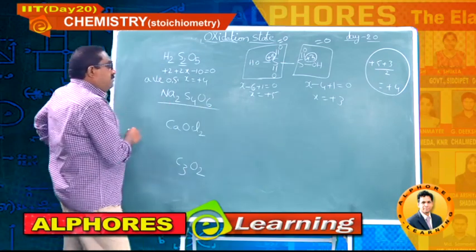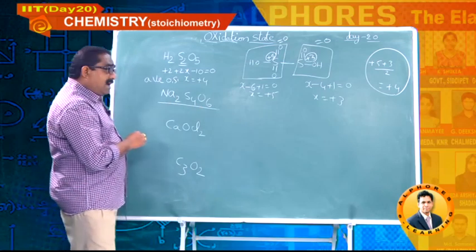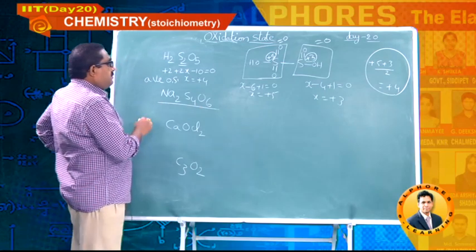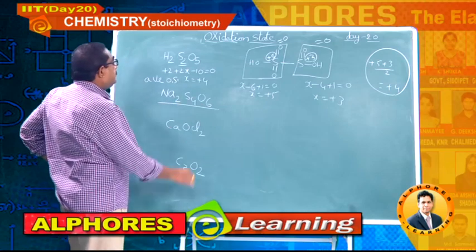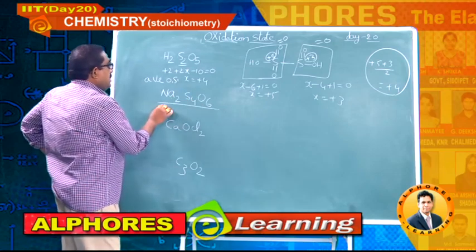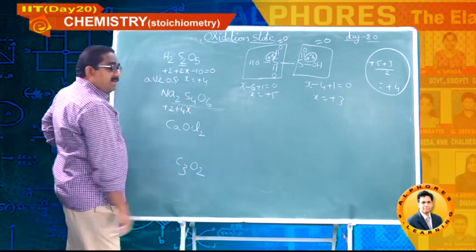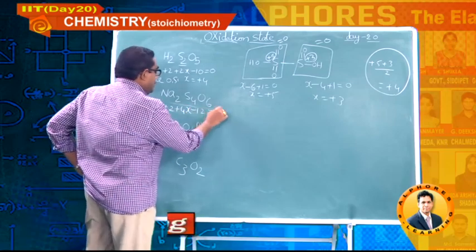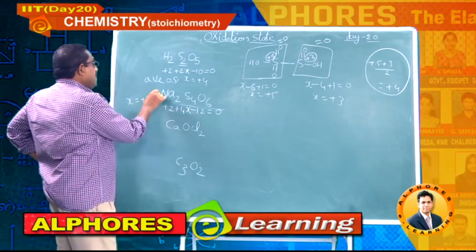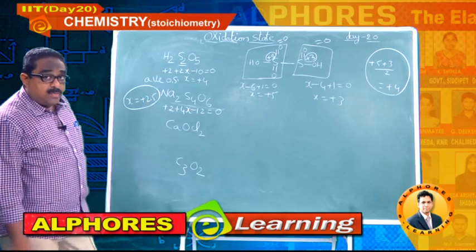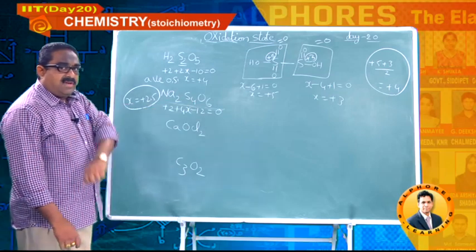This is sodium tetrathionate. Let me calculate the average oxidation state first of all. Plus 2 for both the sodiums. For 4 sulfurs 4x, for 6 oxygens minus 2 equals to 0. So, x you will get as plus 2.5. Plus 2.5, that is the average oxidation state of all the 4 sulfurs.